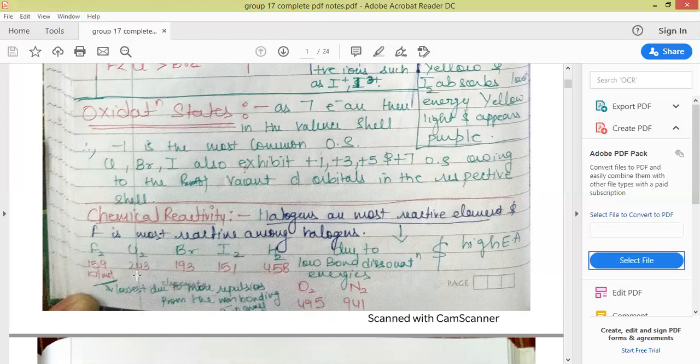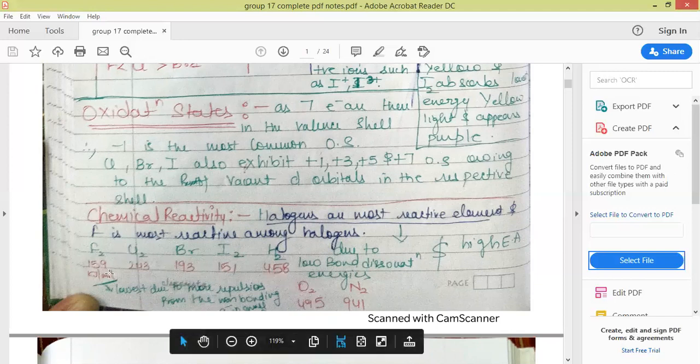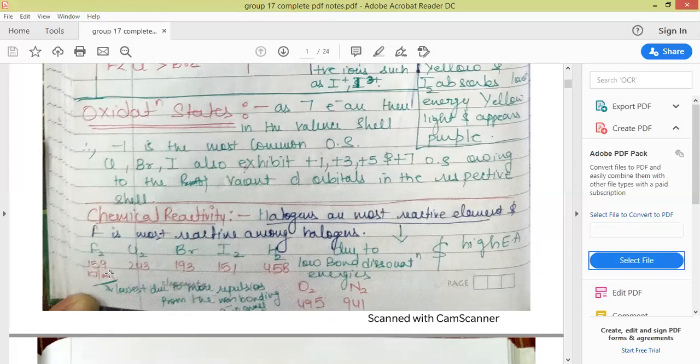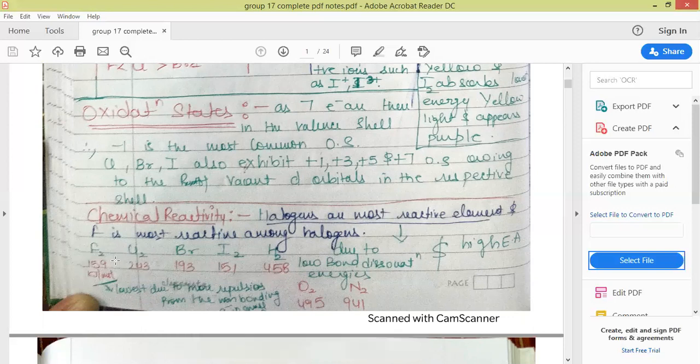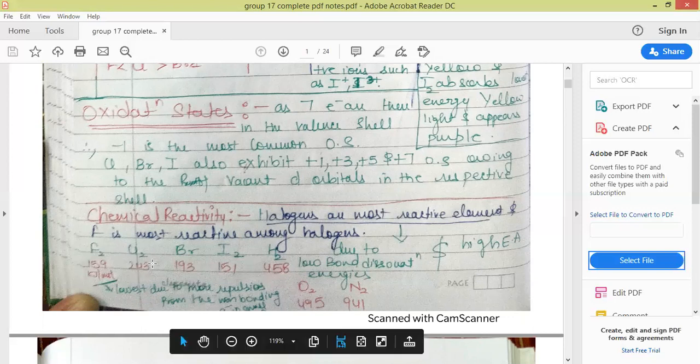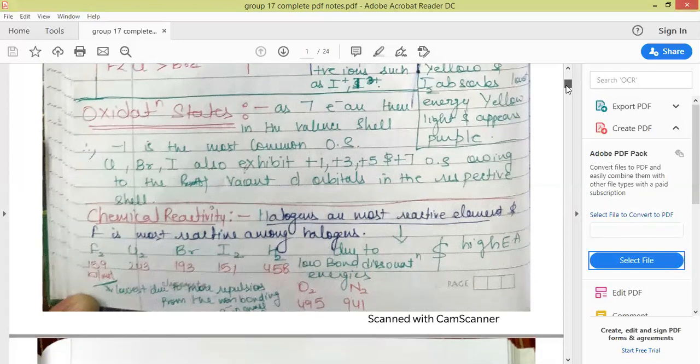As expected from the size and other properties, fluorine should have the highest bond strength, as it has the smallest size in the halogen family. The bond strength is expected to decrease from fluorine to iodine, but fluorine has an exceptionally low bond strength due to the interelectronic repulsions owing to its small size, and further the bond strength decreases as we move down the group from fluorine to iodine. So these are the properties.